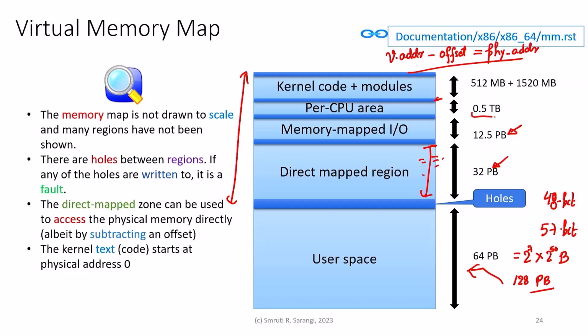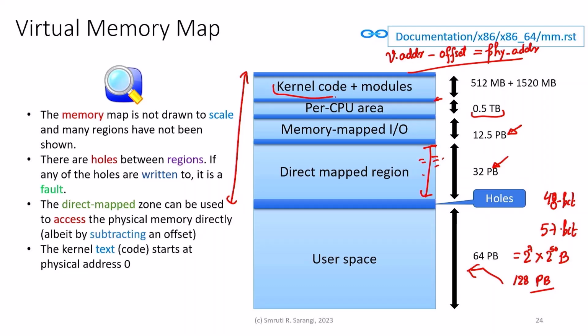The per CPU area has actually 500 GB, which is a lot. And we have already seen the benefit of this. So of course, we did not use a lot of area. We just stored small fields. But you can store a lot of data in this per CPU area if you wish.